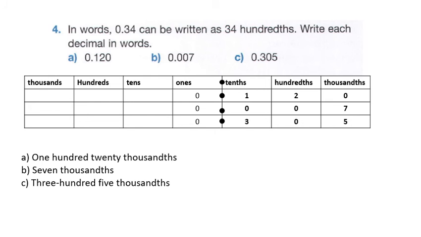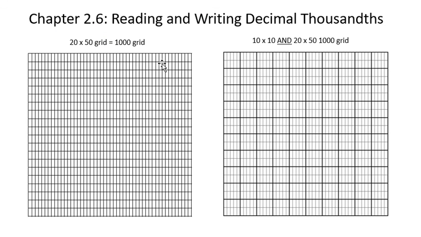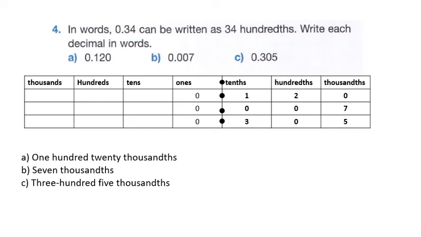So if I went back to here, I could shade in 120 of these small pieces. But to get 120 of these small pieces, I would need 12 of these squares. So 1, 2, 3, 4, 5, 6, 7, 8, 9, 10, 11, 12. It would be this part right there that I'm outlining with the cursor. That's what it would end up being. Now let's go back to the next one.